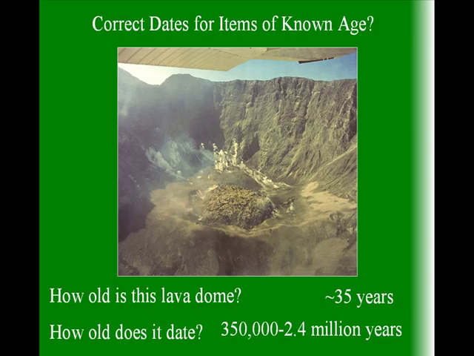Items of known age. So for example, here, this is the lava dome in Mount St. Helens, and so less than 35 years old. How old does it date? 350,000 to 2.4 million years. I think that's by potassium-argon dating, if I remember.